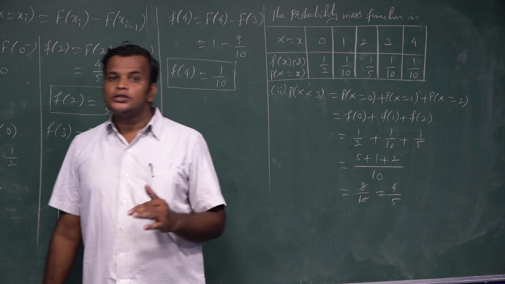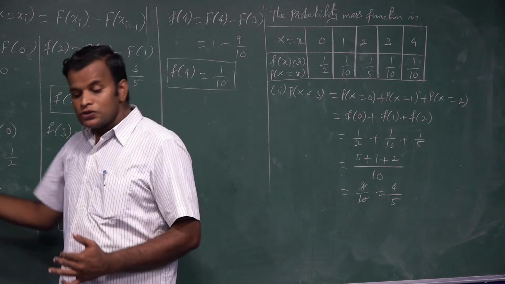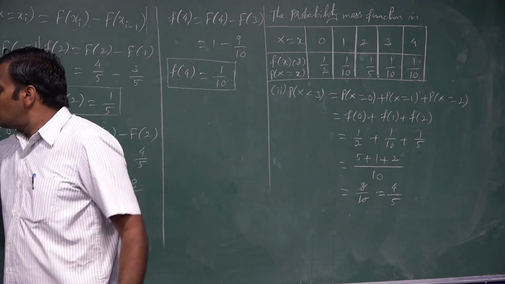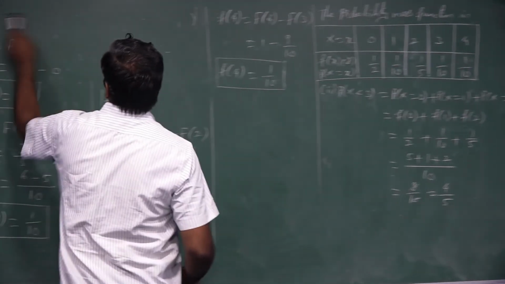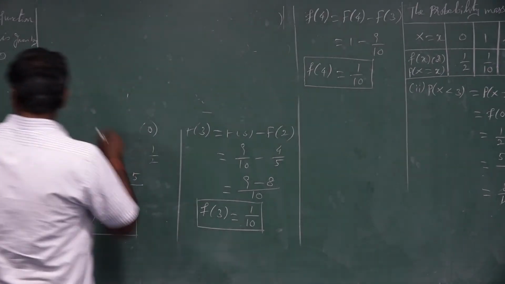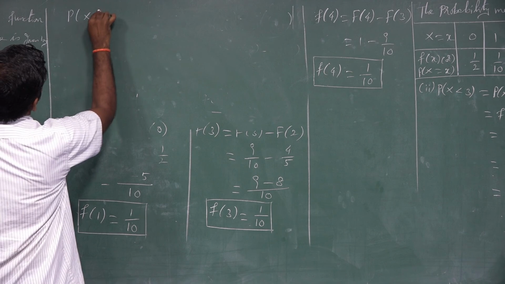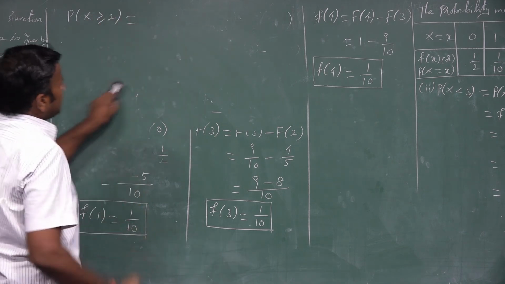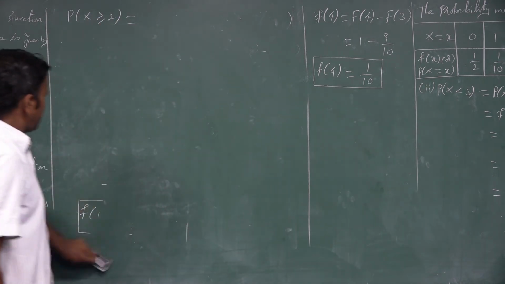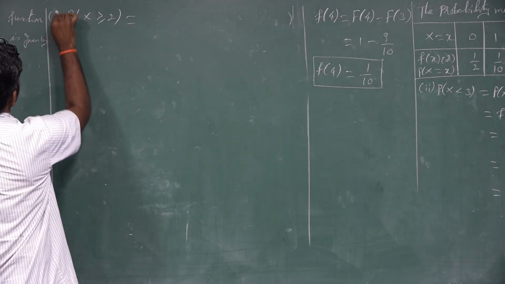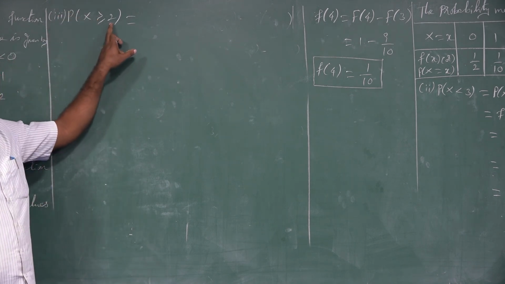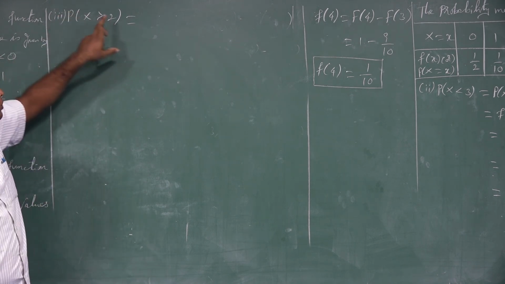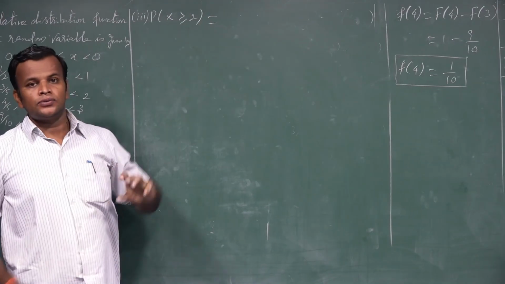But one more subdivision is also given in the question. You see the third one. What is the third one? P of x is greater than or equal to 2. I find the value here also. So to find P of x greater than or equal to 2, what is the value of this probability? It is the third solution. So x is greater than or equal to 2. That means the value of x may be 2 or more than 2.